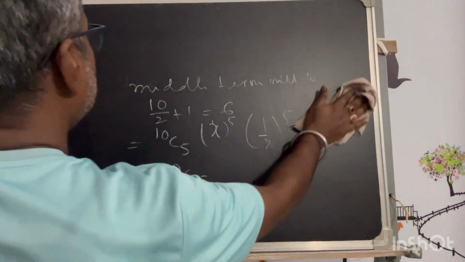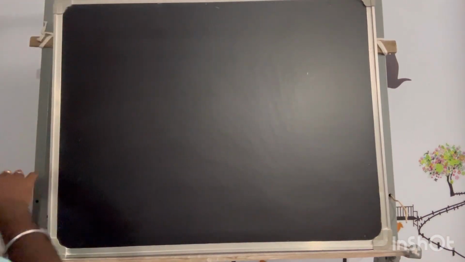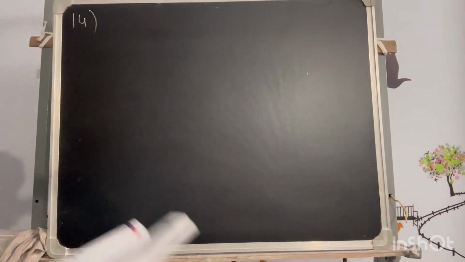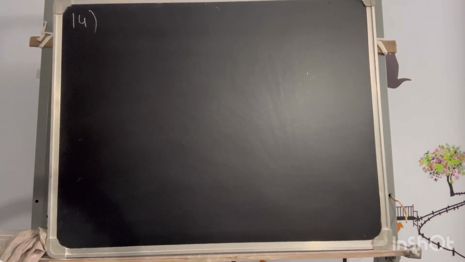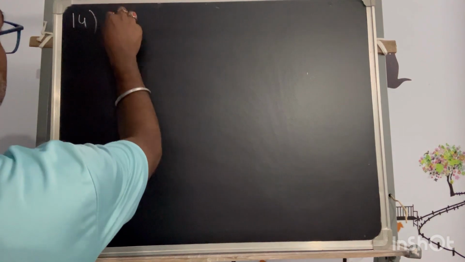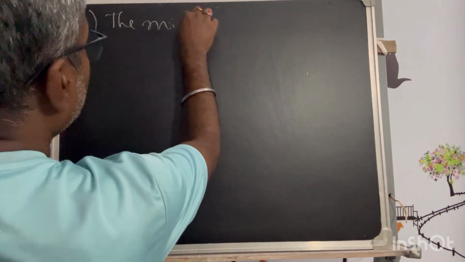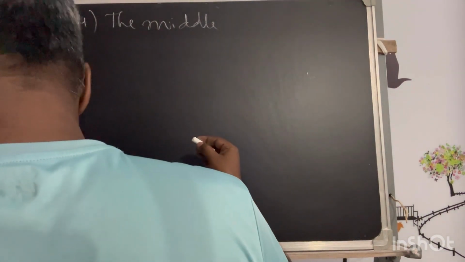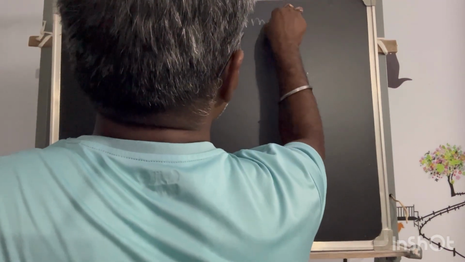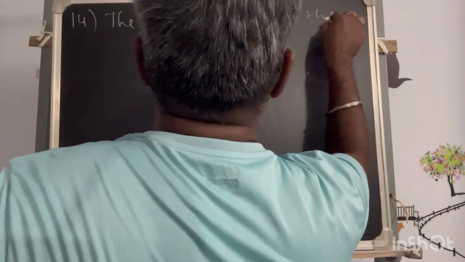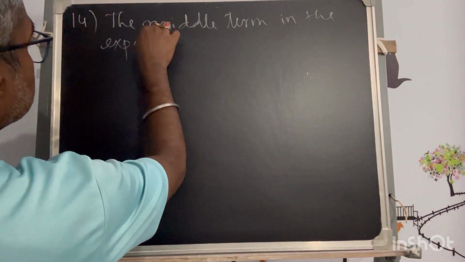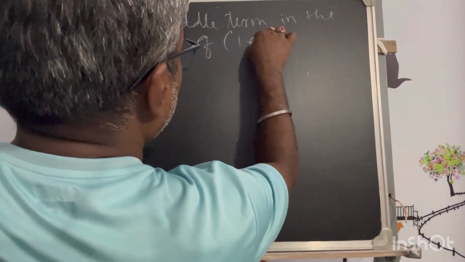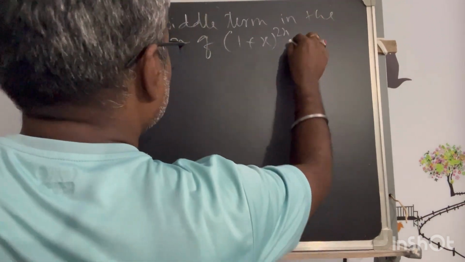The next one will be number 14. Again, the middle term in the expansion of (1 plus x) whole to the power 2n is what?